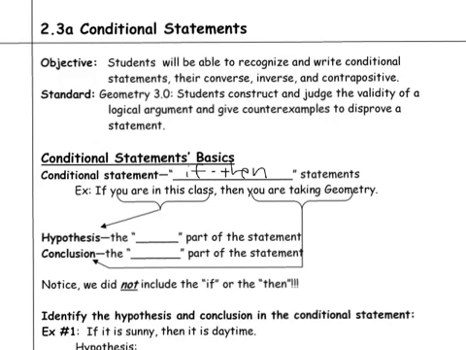Okay, so an example here is, if you are in this class, then you are taking geometry. And conditional statements have two parts. They have a hypothesis and the conclusion. The hypothesis is the if part of the statement, and the conclusion is the then part. Notice, though, when I am talking about the hypothesis, I do not include the if, and when I'm talking about the conclusion, I do not include the then. It's just the part that comes after each of those words.